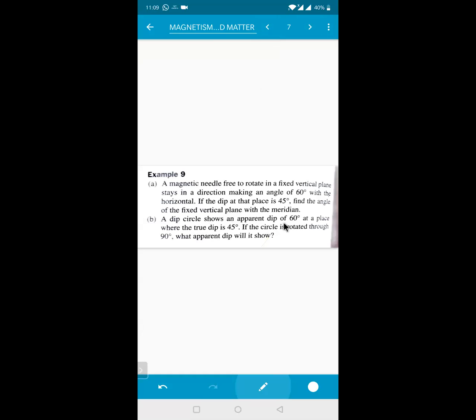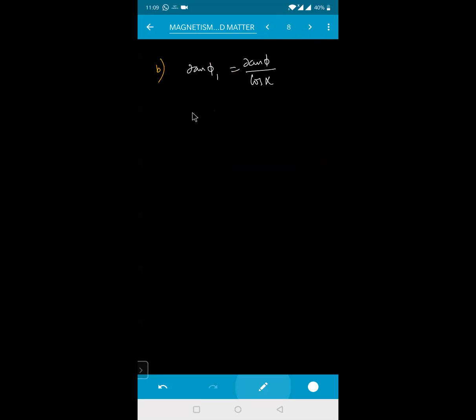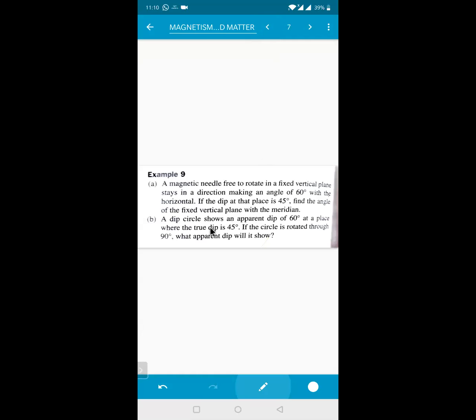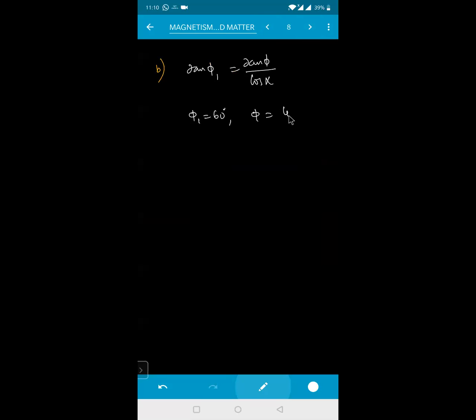A dip circle shows an apparent dip at 60 degrees. That means phi 1 is equal to 60 degrees. And true dip is equal to how much he has given for me? True dip is 45 degrees. So can I get the cos alpha value? So tan 60 is equal to tan 45 degrees divided by cos alpha.